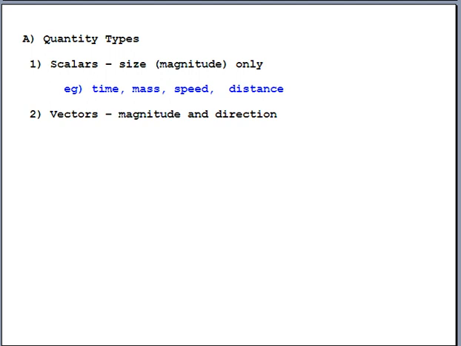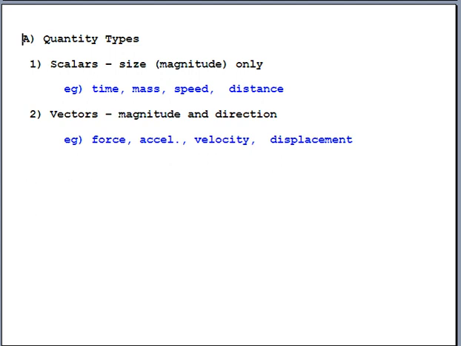The second type of quantity that we're going to work with for Physics 12 are vectors. These are twice as cool. They not only have size, not only do they have magnitude, bigness, they've also got direction to them. Now that direction sometimes might be indicated with north, south, east, or west. Sometimes it could just be like positive for a forward velocity and negative for a backward velocity.